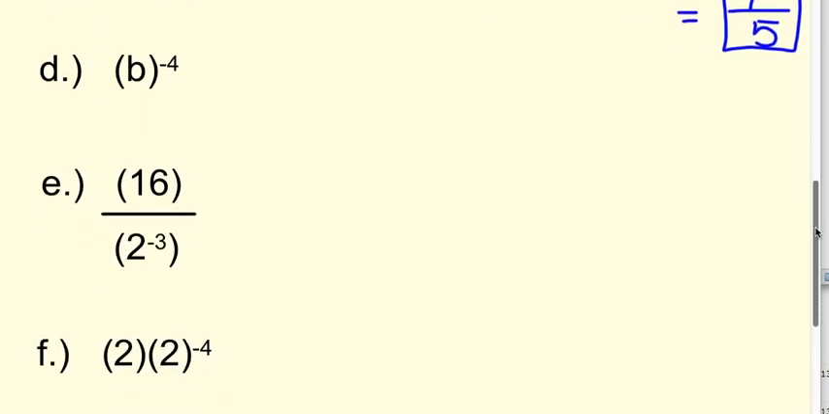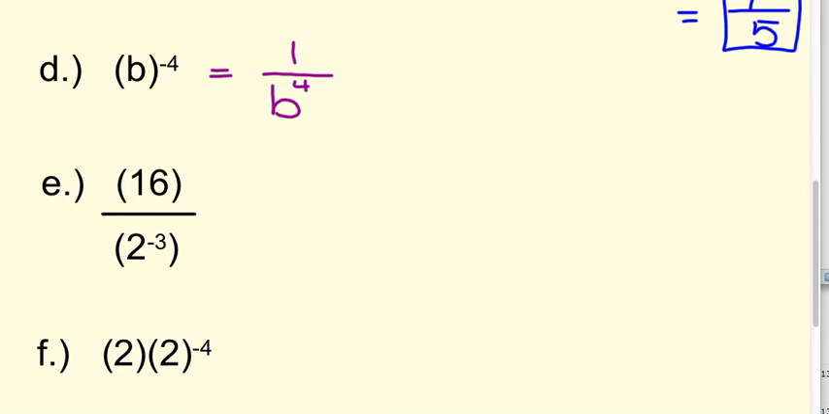Next example, b to the negative 4th power. It's not proper to leave an answer with a negative radical, or negative power, excuse me. So the rule of thumb is to change that to a positive power. So I'm going to flip it. So now it's 1 over b to the 4th.